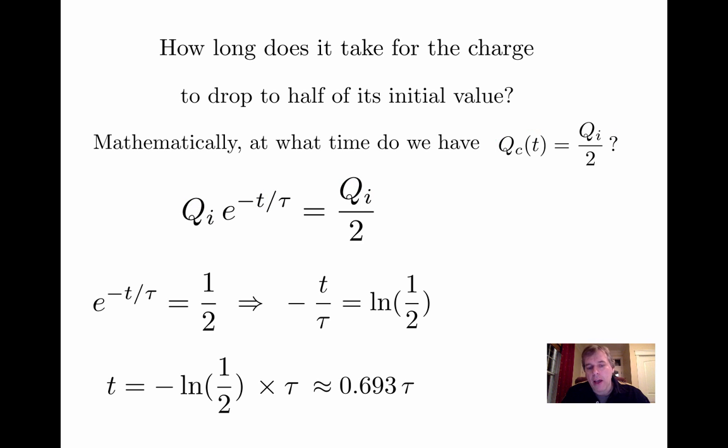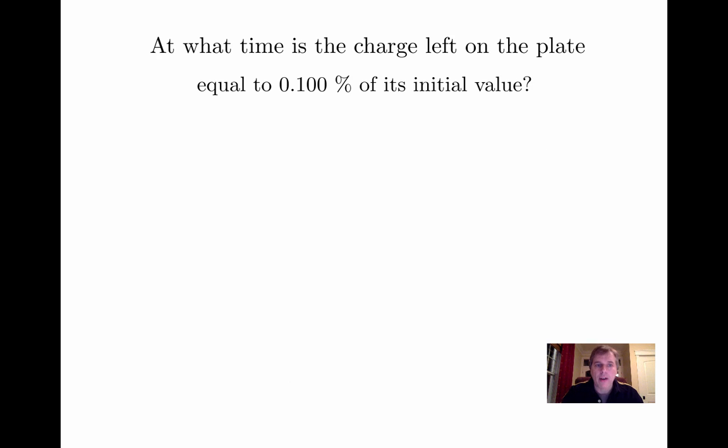I'll ask a different question, based on the same principle. Now what about this question? Again, we'll find the time as a multiple of tau. After how many tau is the charge left on the plate equal to only 0.1% of the initial value? Now you should be able to solve that. Again, I'm looking for an answer as a multiple of tau, not as a number in seconds. So at what time, as a multiple of tau, is the charge left on the plate equal to 0.1%?